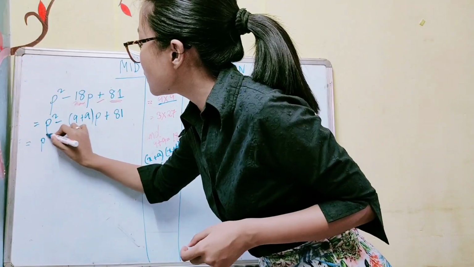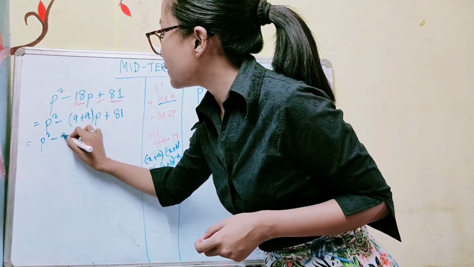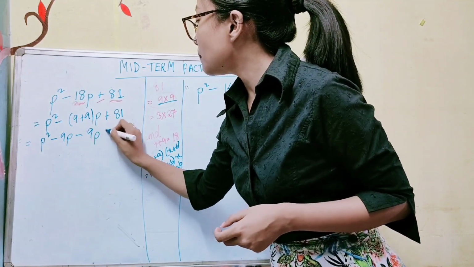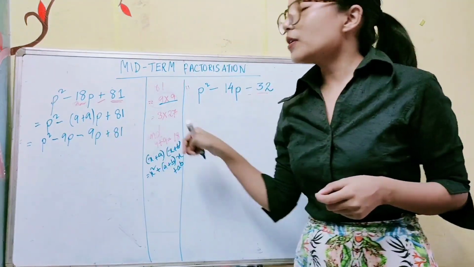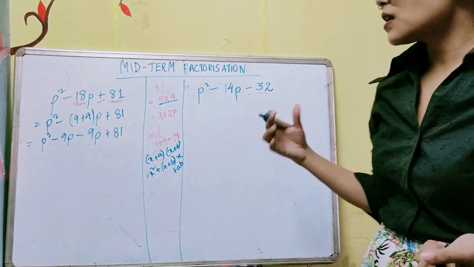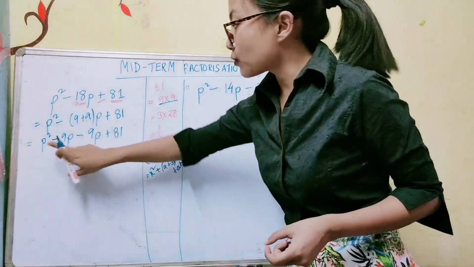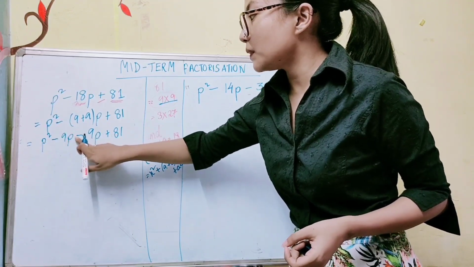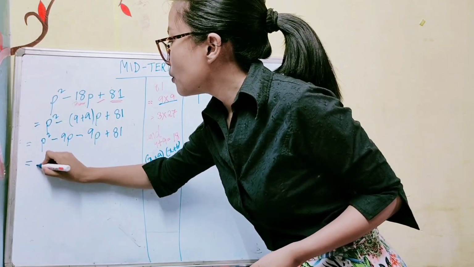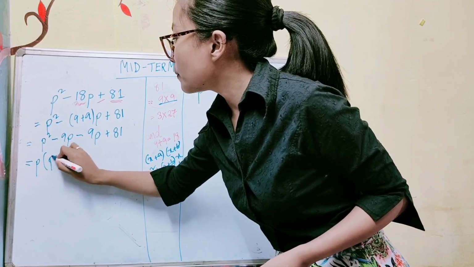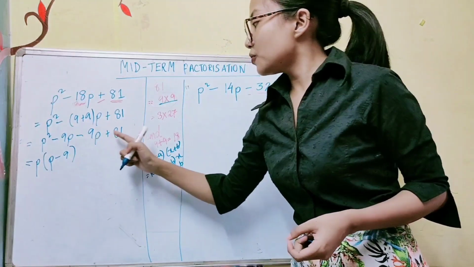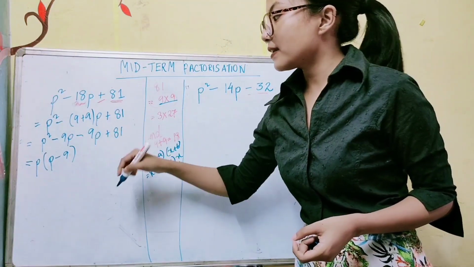So this is my p square minus 9p minus 9p plus 81. Now after breaking the bracket, we are going to take common factors. From the first two terms, what is common? p is common. Here is p square and here is p, so p I can take out. p is gone, and here p is left out of p square, and from the second term, 9p, 9 is left. And from the last two terms, 9 is common, because 9 nines are 81.